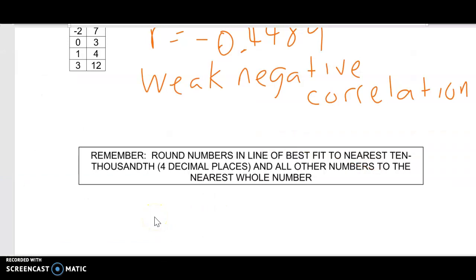Please keep in mind that when doing an equation for line of best fit, that you round numbers in the line of best fit to the nearest 10,000. That means 4 decimal places, and all other numbers to the nearest whole number. What you will be doing in 7-2 is telling me what the meaning of the coefficient is and finding lines of best fit using Desmos.